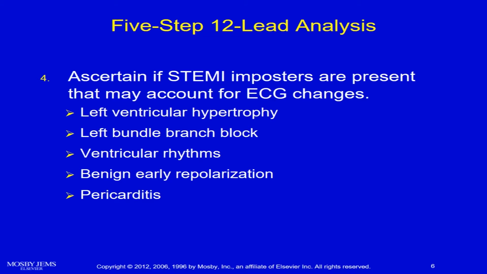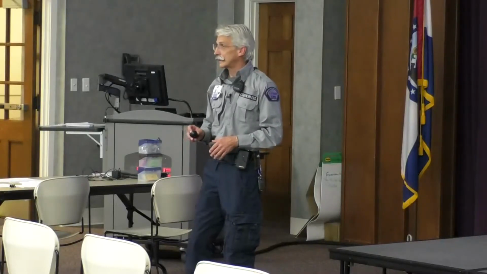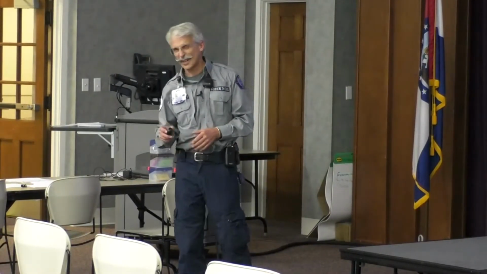I'm also now in step 4 going to look and see if there's any imposters. So here's the list of imposters, and then you have to know how to work each one of them, right? LVH, left bundle branch block, ventricular rhythms, benign early repolarization, because what that means is the T wave's too close and a T wave got involved in the QRS and it looks like a ST elevation, it's really not. And pericarditis, all right? And that's the one we kind of forget sometimes. And I've got 1 or 2 of those.